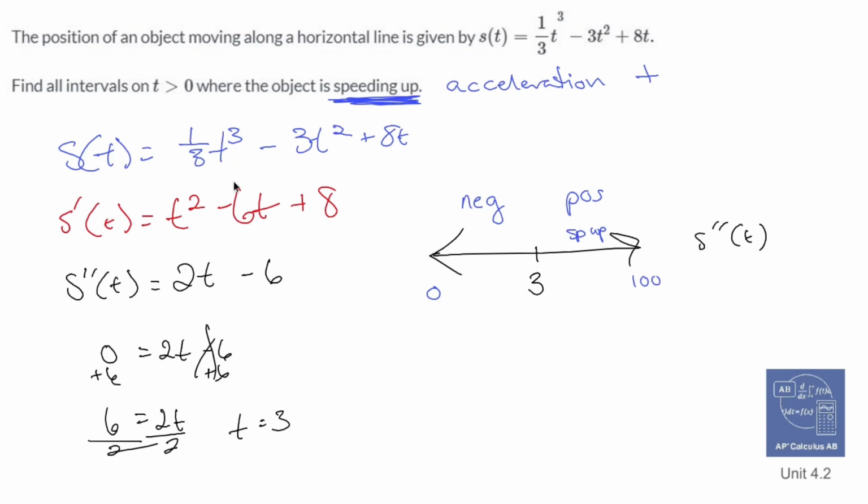So this is speeding up at time t is greater than 3. Do I not have units of seconds? I don't know. It doesn't say anything. So at time t greater than 3 is where I'm speeding up. Do I include 3? No, because at 3 the acceleration is 0, which means at 3 it's neither. Okay, so that's how you find where an object is speeding up.